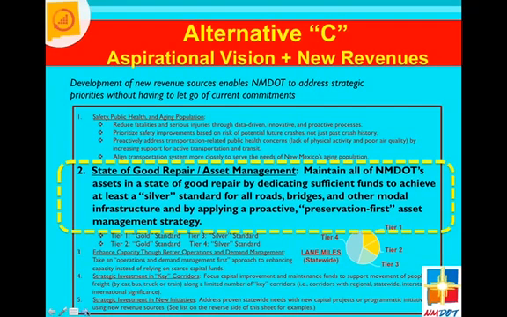So alternative C is our aspirational vision and new revenues. In here, we don't really do a concerted effort on identifying the new revenues, but once again, as new revenues are developed, it'll help us to address our strategic priorities without having to let go of our current commitments. Once again, bullet number 2 here is our state of good repair. So as we look at those policies, this has been very important to everybody that participated in our statewide long-range plan effort. We will be defining what that state of good repair is.